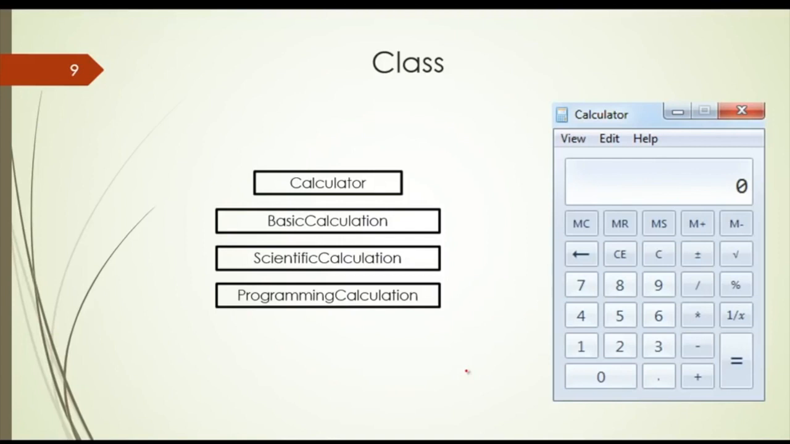So let's say you have a calculator application and you really want to use classes. What you can do is separate your logic into separate classes. Let's say you have basic functionality, so you put that basic functionality in a basic calculation class. And you have a scientific calculation part, you put that into a scientific calculation class. This way you can organize your code. This is the purpose of the class.